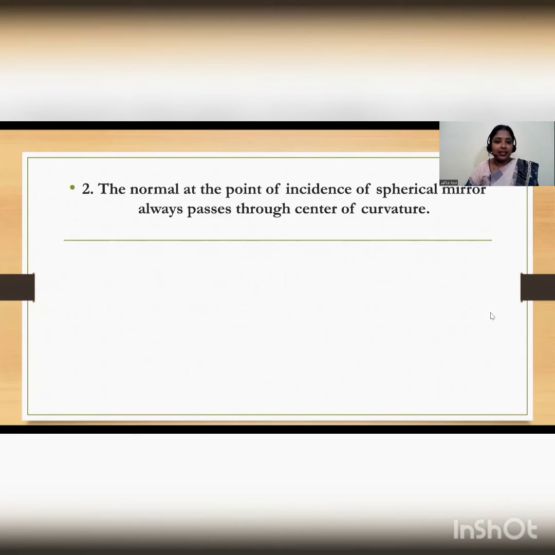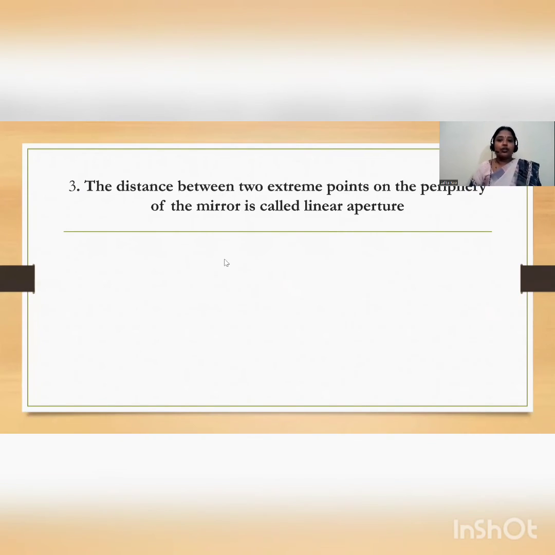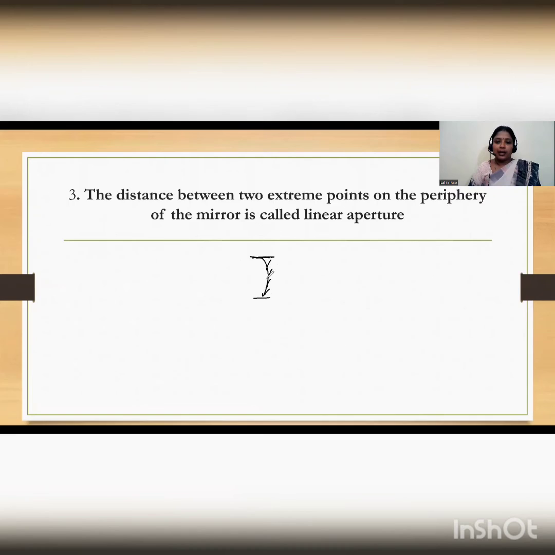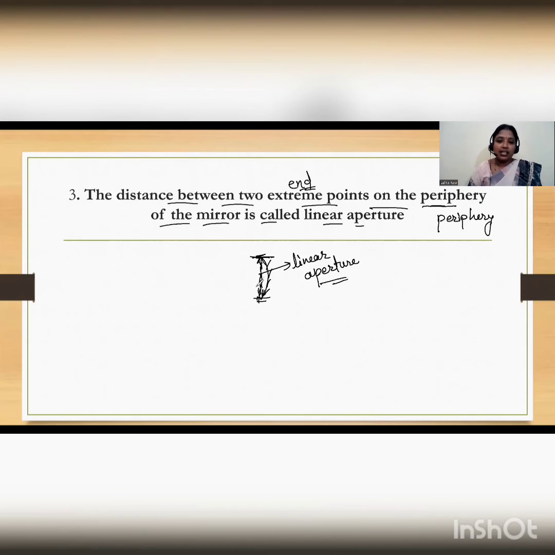Okay, then as we have discussed before about the aperture, right? What do you mean by aperture? Aperture is nothing but the area available for reflection. So suppose this is the mirror, so this part and this part is the area available for reflection. This straight line distance is known as linear aperture: the distance between two extreme points, the end points, on the periphery of the mirror.